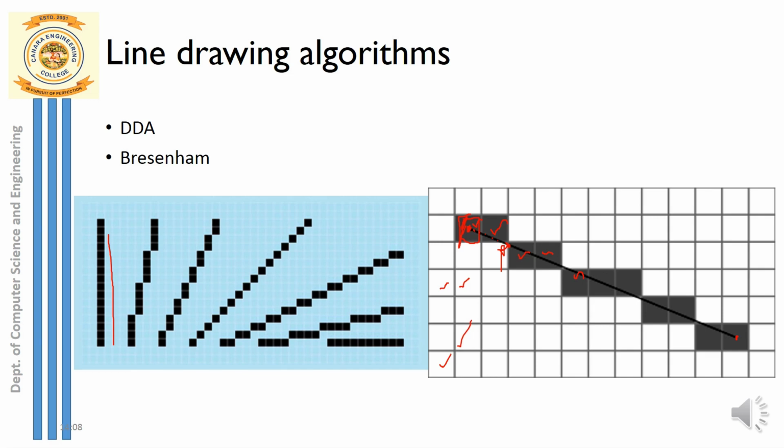So this is how, by selecting the multiple pixels that correspond to the line segment, we can draw a line segment. We will now see in particular the DDA algorithm, what steps we can follow as per DDA to generate a smooth line segment.